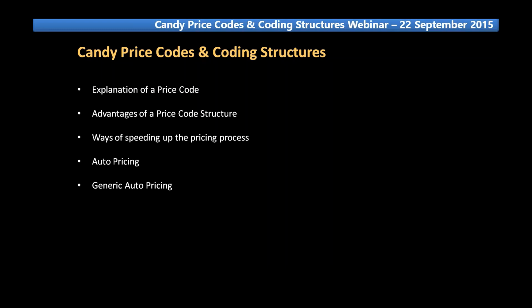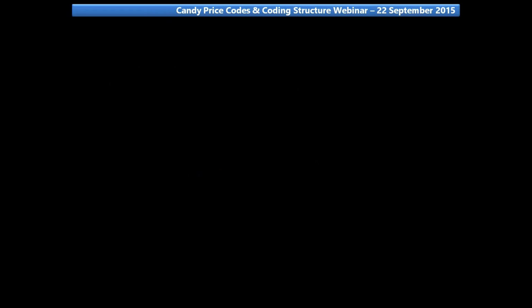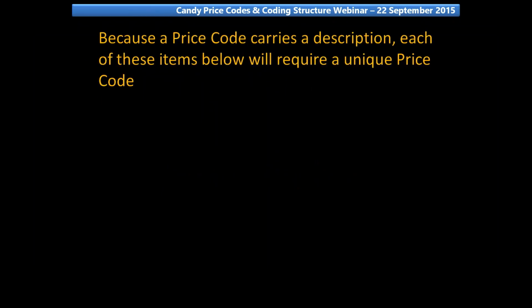Generic auto pricing. There is another method of auto pricing that does not require an exact match between the price codes in the master and the job. So think of a situation where there are many identical operations in a job which have been given different descriptions in the client's bill. Because the price code carries the description, each of these items would require a unique price code.